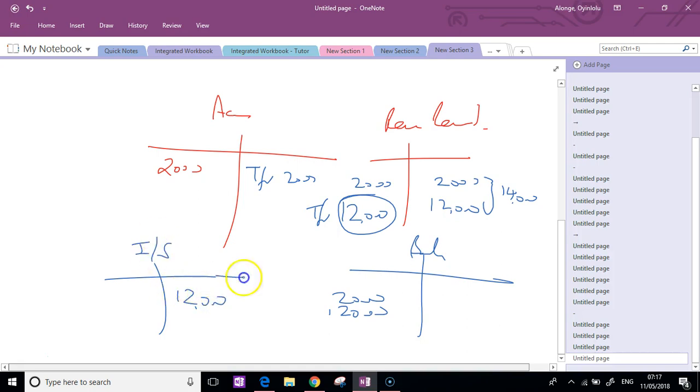Take your time with watching the video. You can rewind this several times. So you have 12,000 going through there. So you see that in this scenario, we don't have any more accrual. This is accrual of income, but this has come from the previous period.